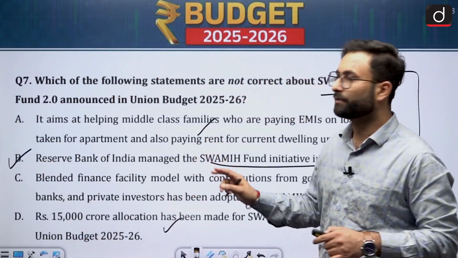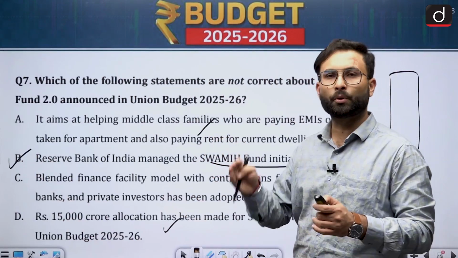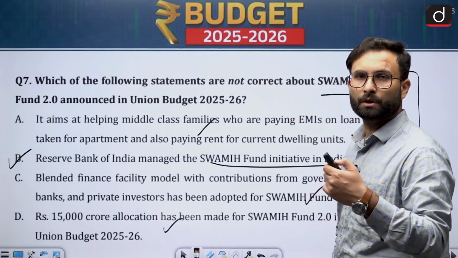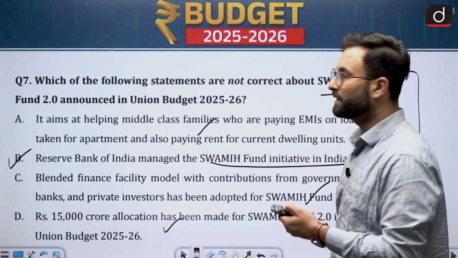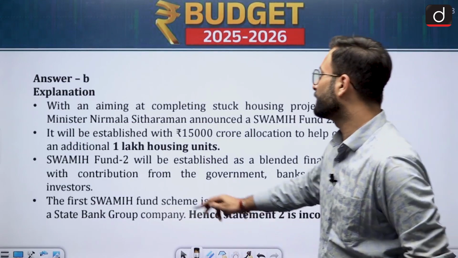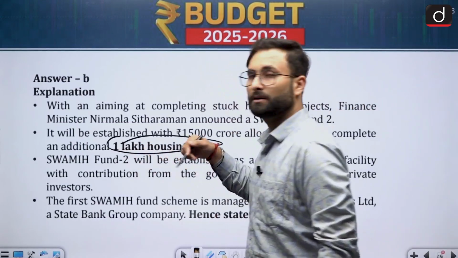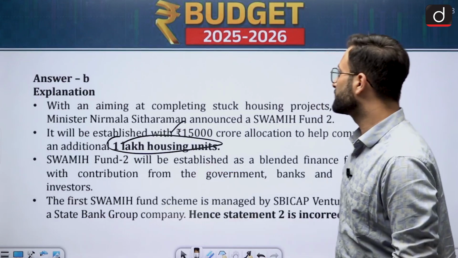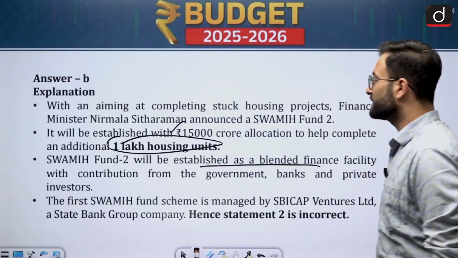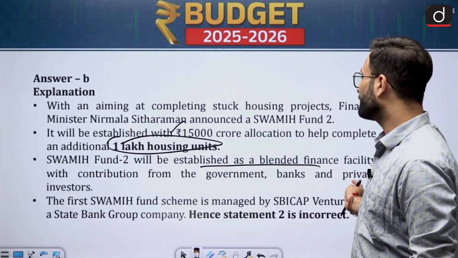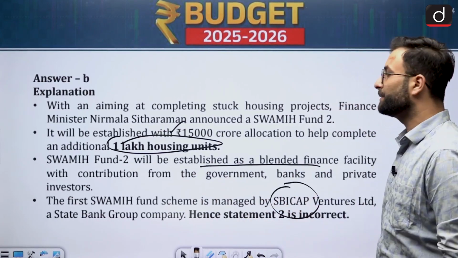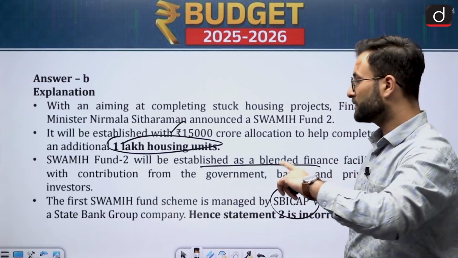Now again, in this particular fund, they will be supporting such infrastructure projects by providing some kind of finance so that they can finish the construction. Here you can see there will be some 1 lakh units which will be additionally constructed, and 15,000 crore is the funding. Swami Fund will be established as a blended finance facility with contribution from the government, banks and private institutions. The first Swami Fund scheme is managed by SBI Venture Limited and not by the RBI. Okay, so that is there.